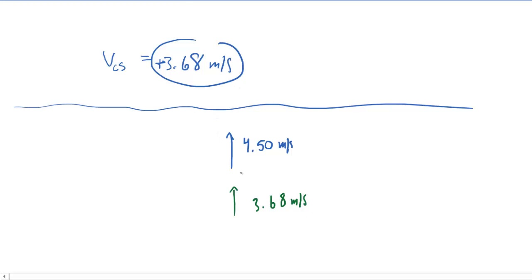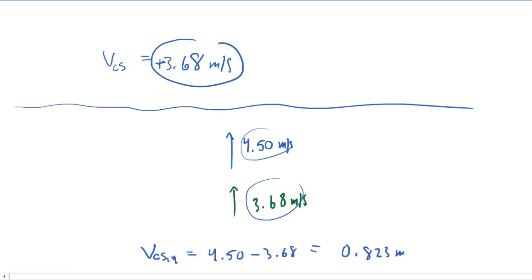Now, how fast is the cruise ship receding? Well, it would be the difference between these two velocities. So we can say that the velocity of the cruise ship in the y direction relative to the patrol boat is going to be the difference. So we're going to take 4.5 and subtract off the 3.68. And when we do that, we get 0.823 meters per second. Now, that would be for the y direction. We forgot to label this one as the x direction. So those are the two answers.